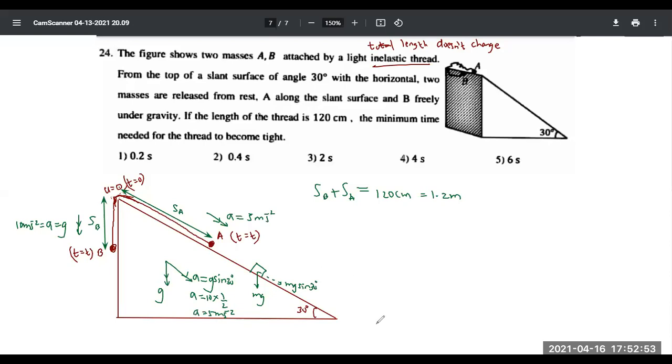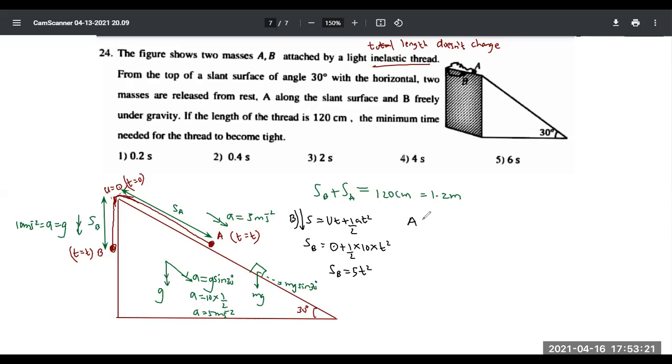Okay, done. Almost there. Let's apply s equals ut plus half at squared for both A and B separately. First of all, let's apply for B, and let's apply downwards because B is falling downwards. Displacement of B is SB. Initial velocity is 0 plus half into 10 into t squared. t is what we are supposed to find out. So SB is equal to how much, people? 5t squared.